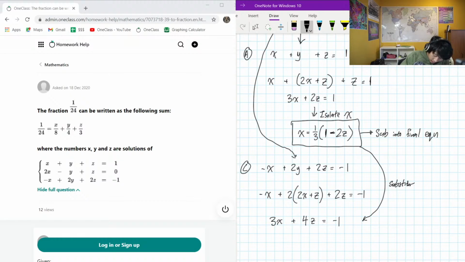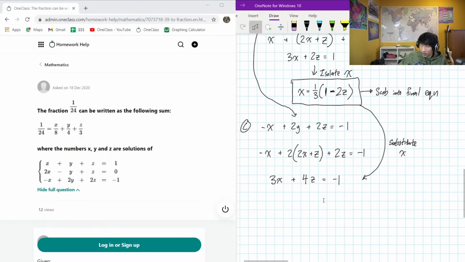Substitute x. And we know that x is going to be 3 times 1/3 of 1 minus 2z plus 4z is equal to negative 1.